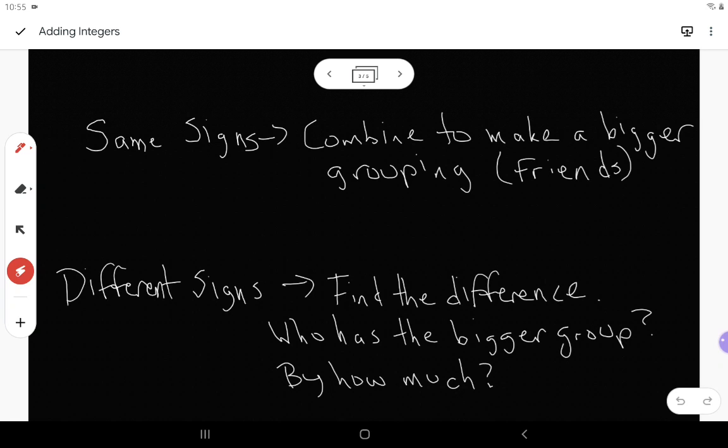So that's different than when we're multiplying and dividing. When we have the same signs, we keep that same sign. We just make a larger grouping of that type of integer. On our second slide, we had different signs.